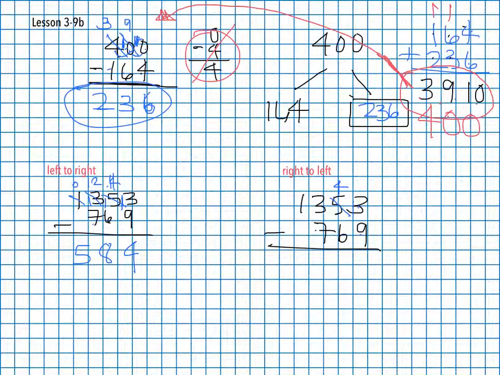13 less 9 is 4. Now, 4 less 6 I can't do, so I'm going to borrow from my neighbor. I'm going to take 100, and 300 becomes 200. 40 becomes 140. Now, 14 less 6 is 8. I can't do 2 less 7. This becomes 0. This becomes 12. 12 less 7 is 5.